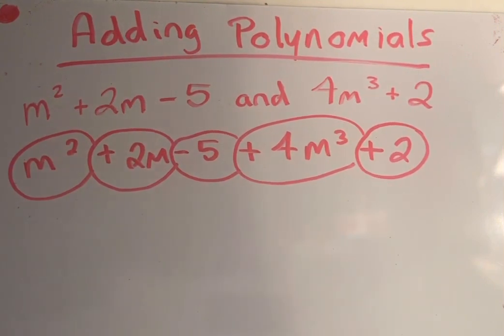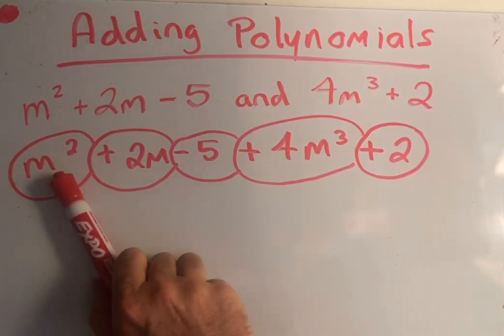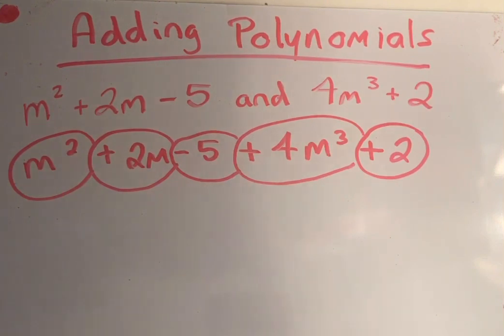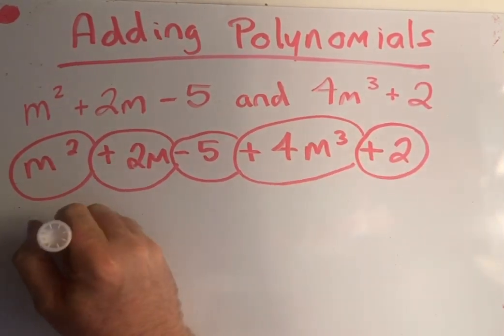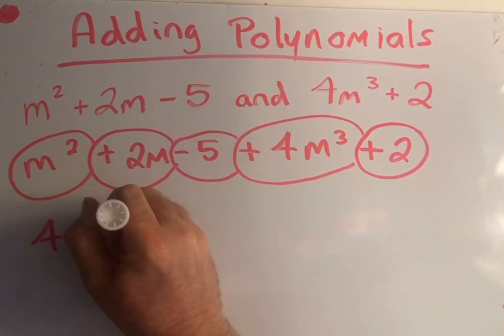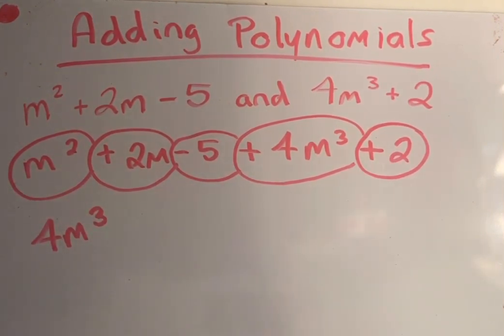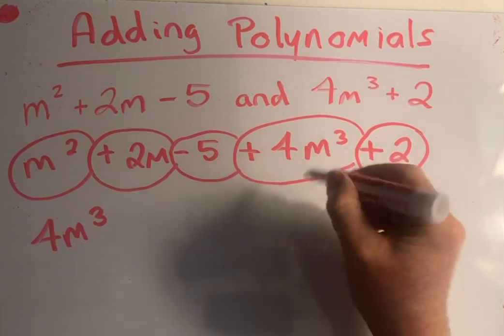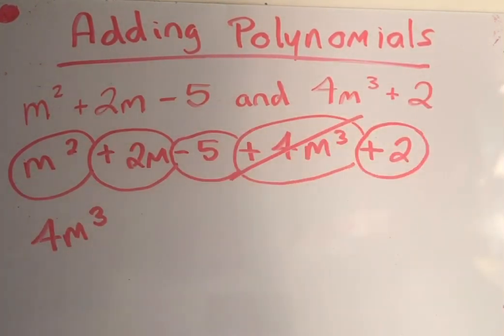Okay? First thing I want to do, on a problem like this, is find the biggest exponent that I can find. All right, there's an m squared, but here's an m to the third. Okay, so I'm going to do 4m to the third. All right, I'm going to start there, because this is the biggest exponent. You always want to start with the biggest exponent if you can. So we've already used that. That's a positive 4m to the third. I don't need to put the plus sign because it's assumed that it is positive.